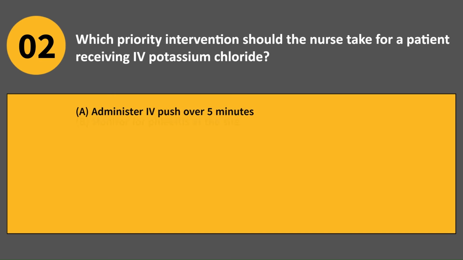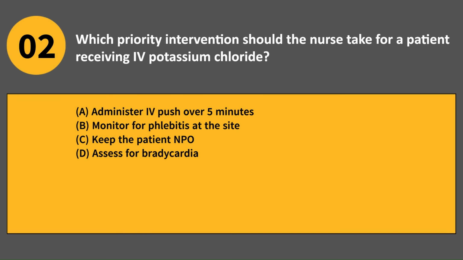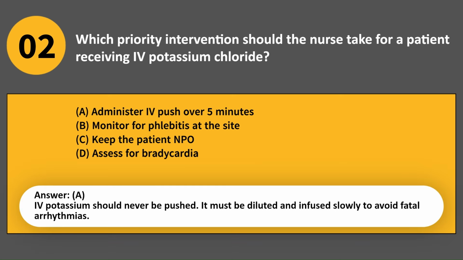Which priority intervention should the nurse take for a patient receiving IV potassium chloride? A. Administer IV push over 5 minutes. B. Monitor for phlebitis at the site. C. Keep the patient NPO. D. Assess for bradycardia. Answer A. IV potassium should never be pushed. It must be diluted and infused slowly to avoid fatal arrhythmias.